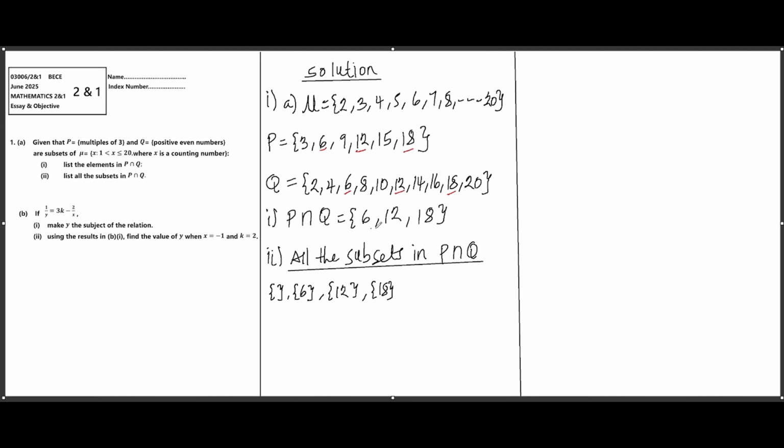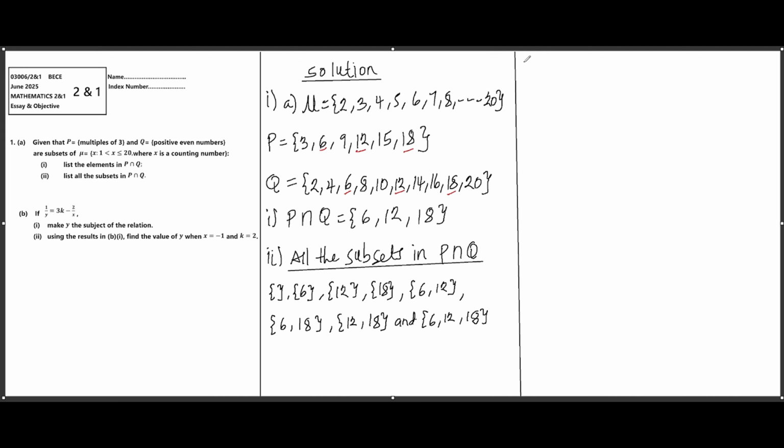Then we pair the elements, two by two. So we have 6 and 12. We have 6 and 18. We also have 12 and 18. And finally, the set itself. So every set is also a subset of itself. So these are the subsets. So we are done with the A.